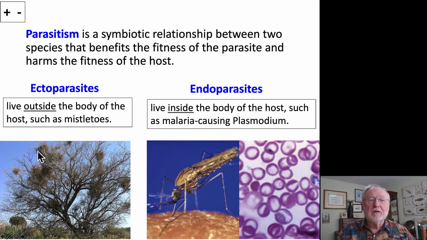In the first case, we're talking about mistletoes, a plant growing on another plant. In the second case, we're talking about Plasmodium, a eukaryotic parasite transferred by mosquitoes that lives within humans. And just remember that parasitism is a symbiotic relationship between two species. One benefits and the other is harmed. Again, this term had sometimes been described as consumerism.